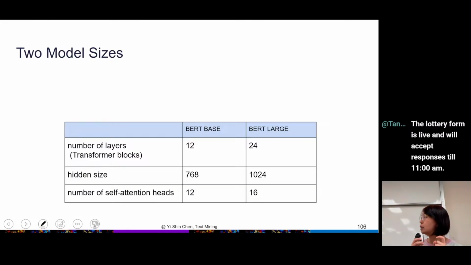But then BERT actually has two different versions. One is called BERT base. One is called BERT large. And what is BERT base? It means that it's a small model. This is the large model. Okay. And you can see how small. BERT base only has 12 layers of encoder. BERT large has 24 layers. Okay, and then people later found out the more, the better.